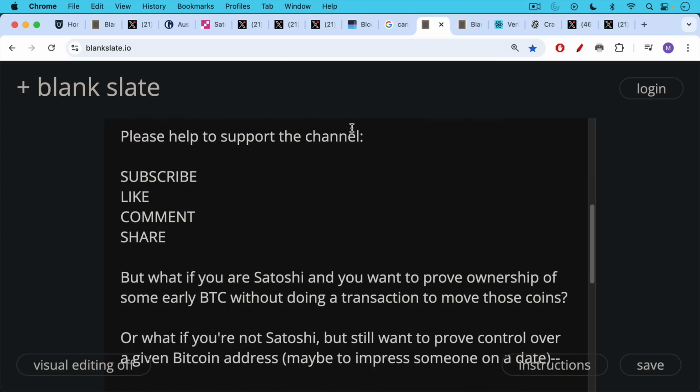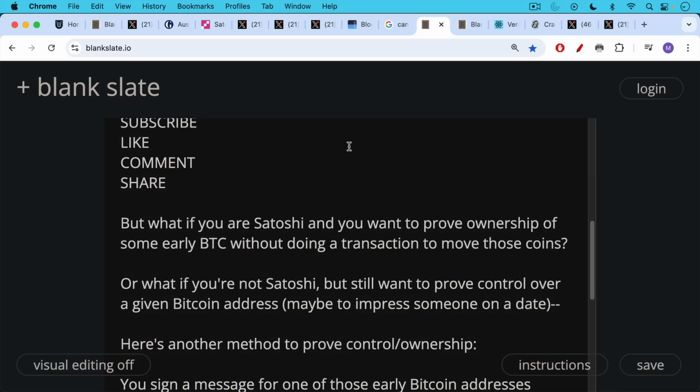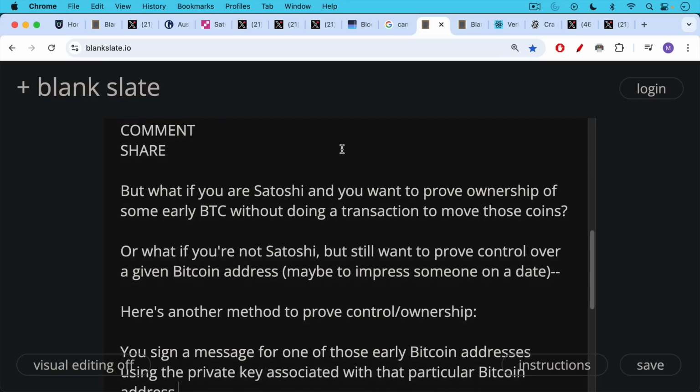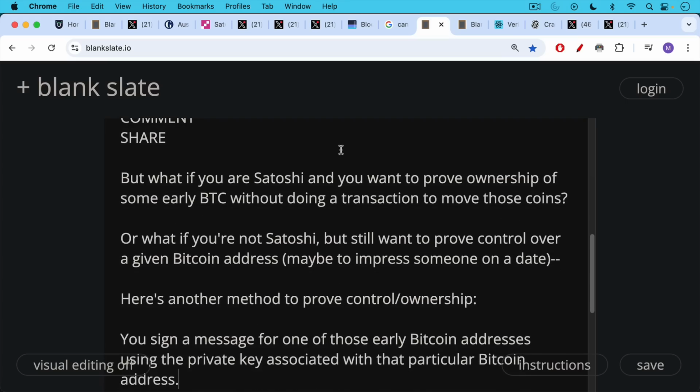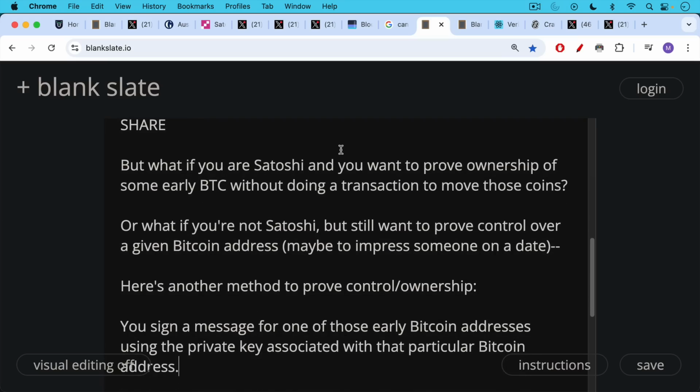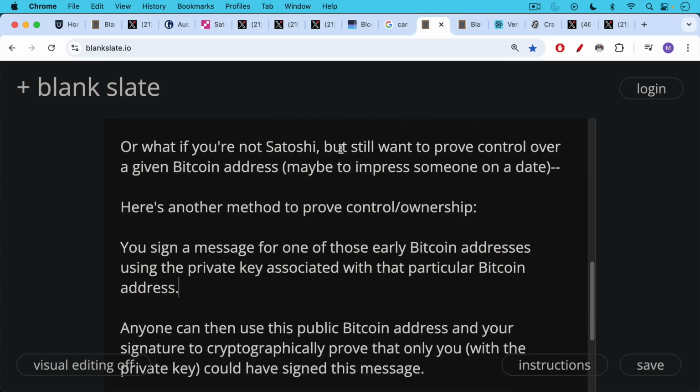But what if you're Satoshi and you want to prove ownership of some early Bitcoin without doing a transaction to move those coins? Or maybe you know you're not Satoshi, but you still want to prove control over a given Bitcoin address, maybe to impress someone on a date, which is probably a pretty bad idea, or maybe to show your banker to prove that you have enough funds to buy a house or something like this, just to prove control over a certain Bitcoin address.